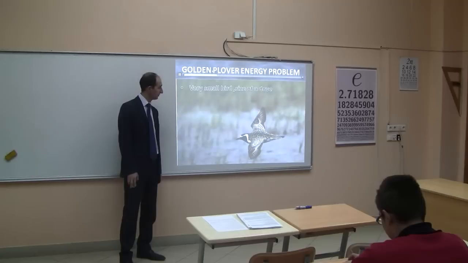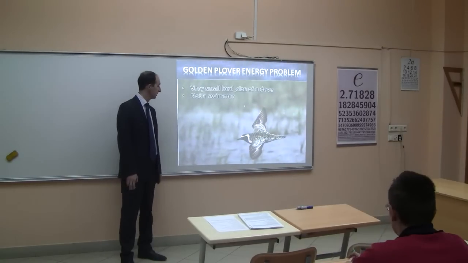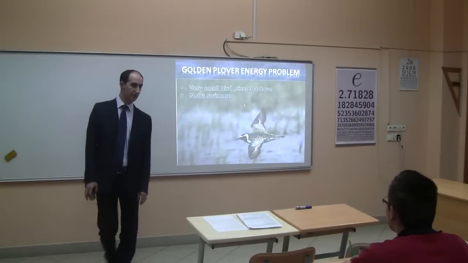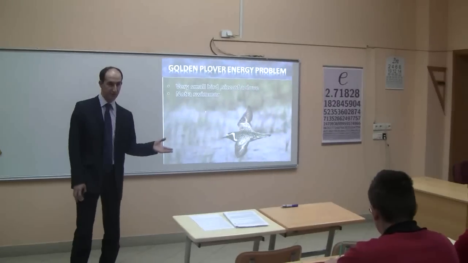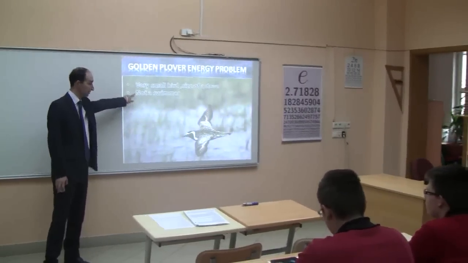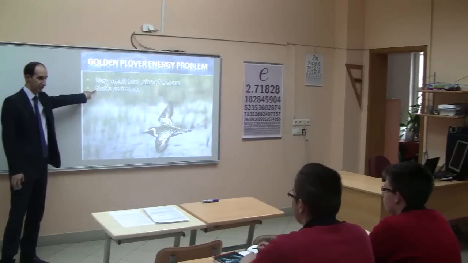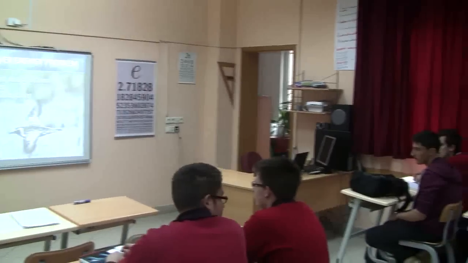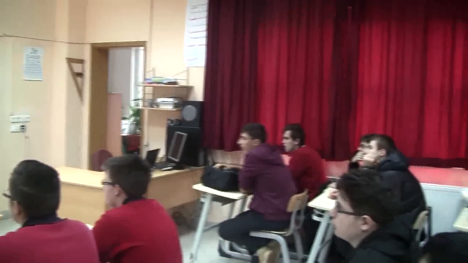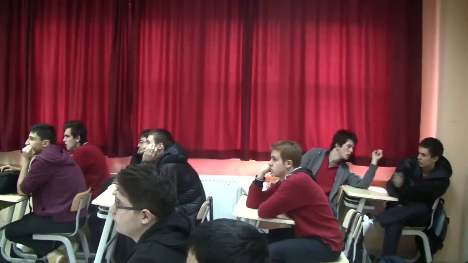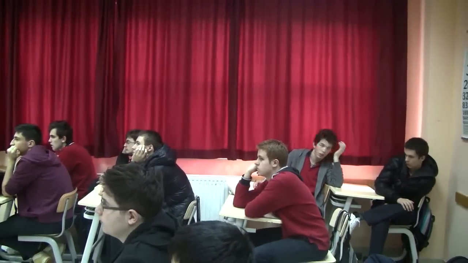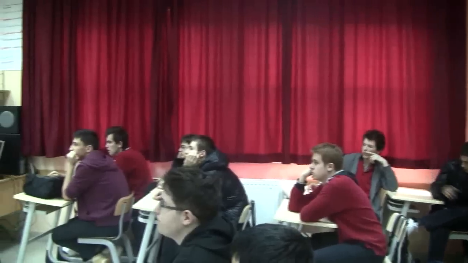bird, golden plover. And the second thing is, unfortunately, it is not a swimmer. It cannot swim. It's really important for our problem. You will see the problem, the energy problem. And the average weight is 130 grams. So what's the problem here? We will solve the energy problem.